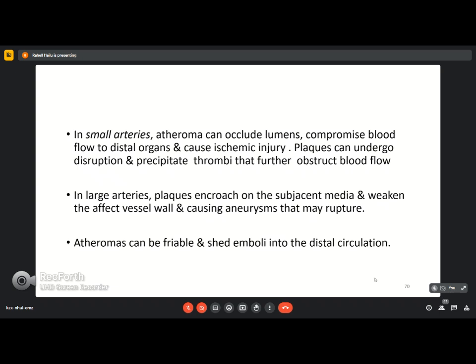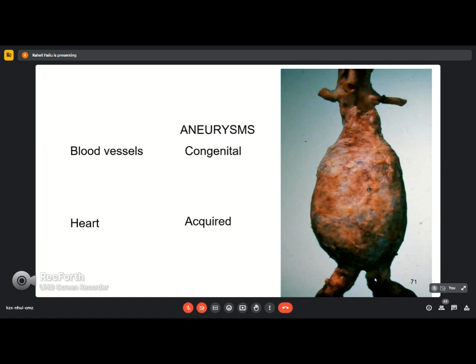In small arteries, atherosclerosis usually does not happen. What you would expect is probably emboli from a larger plaque somewhere higher up in the arterial structure. You can have these plaque or detached plaque substances compromising blood flow to the distal organs and causing ischemic injury. Atheromas can be friable and they can shed emboli into the distal circulation.